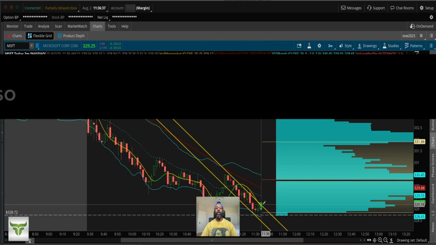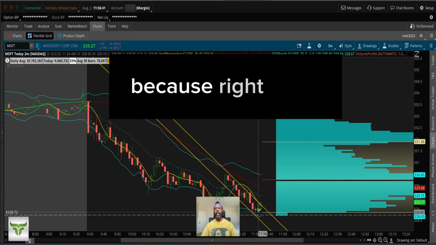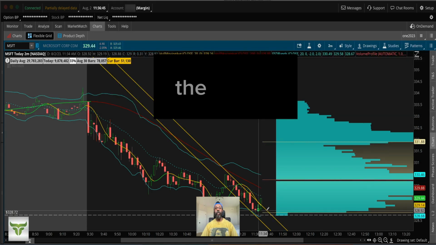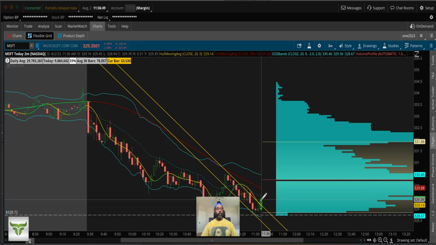So it looks like it's gonna break out of that channel. I would have been long gone anyways out of that channel because right there, that's an inverted hammer. Right there, that's bullish. Look at that 2-minute candle move. So it is what it is.